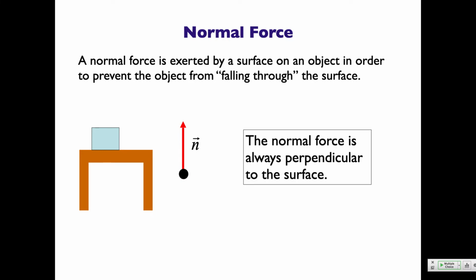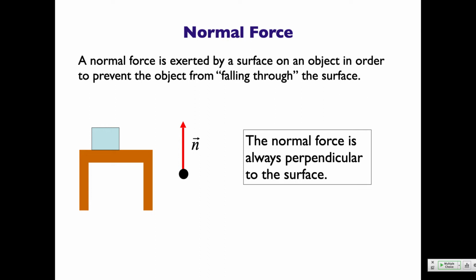And what that means is, if you lean against the chalkboard, which way is the normal force from the chalkboard on my hand? Which way does it point? Yeah, it points out. What about the normal force on my foot? That points up. Okay, so you've got the idea. It's always perpendicular to the surface, always perpendicular to the contact point.